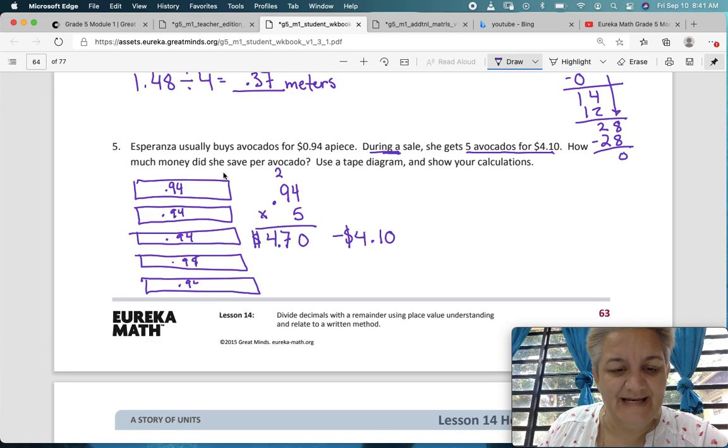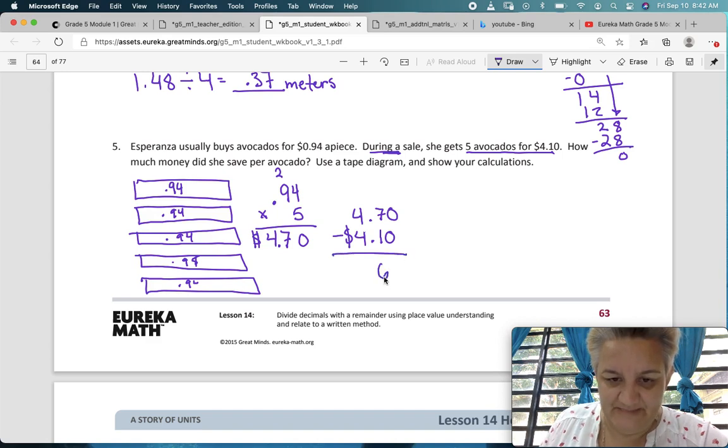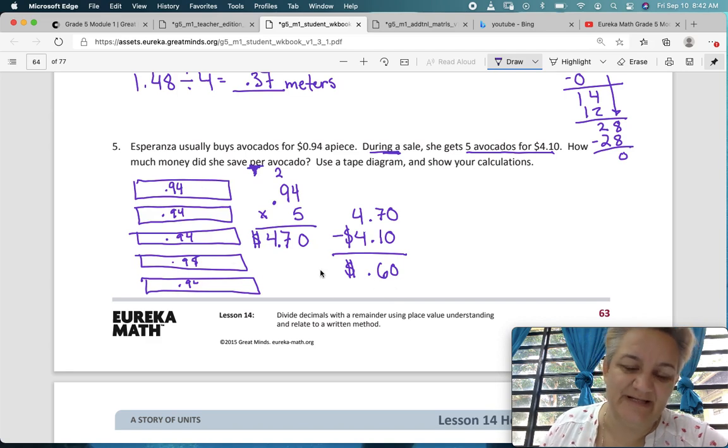Okay, how much money did she save per avocado? Now that says per avocado. This is really a 3-step problem. So we're going to subtract. How much money did she save first? She saved 60 cents, right? Good for her, 60 cents. Now, we want to know per avocado. That's important. Per means each one. So we're going to take that 60 cents and divide it into those 5 avocados again.